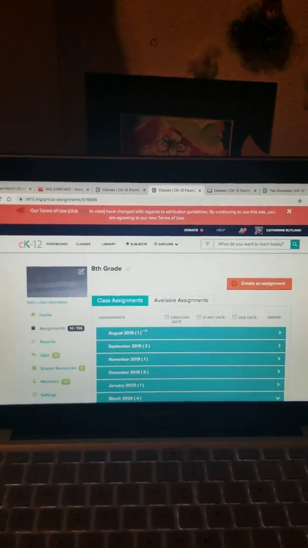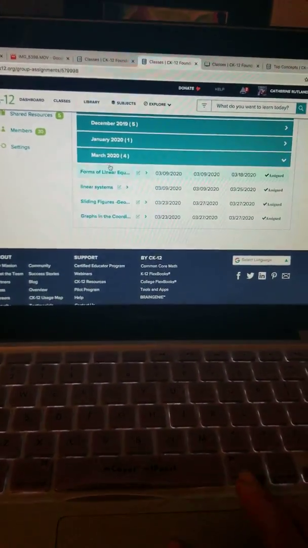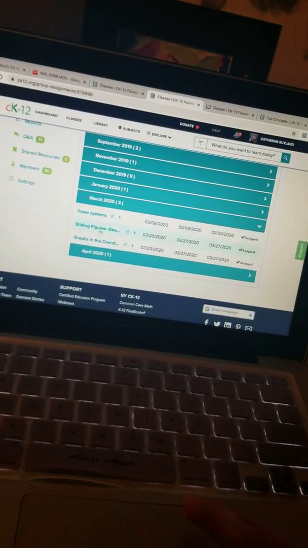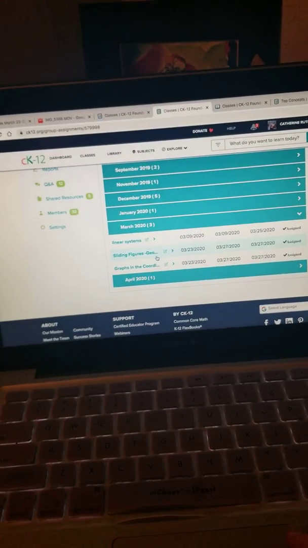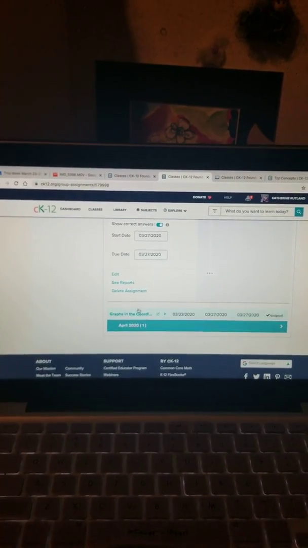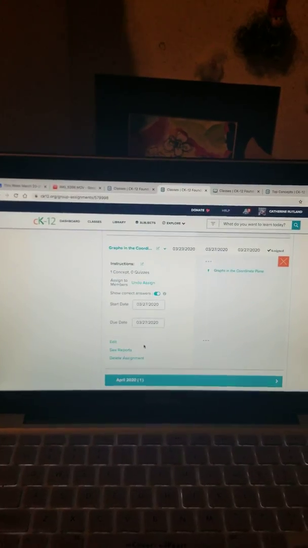Forms of linear equations. It's an assignment in CK12 in your 8th grade class, and it's right here. It says it's due on the 9th. Let me see if I can edit that. I'll edit that because we're going to make it due later. Let's do here. Gives you extra time. And we'll work on the other ones at a later time because I know some of you were struggling with that. You guys seem to have got that one. A lot of people got that one correct. And the other one was graphs. A lot of people got that one right.